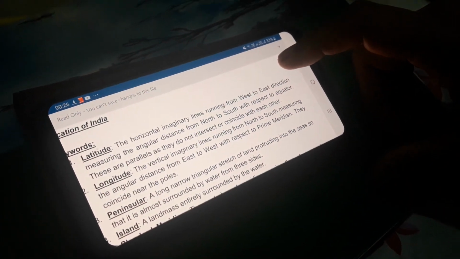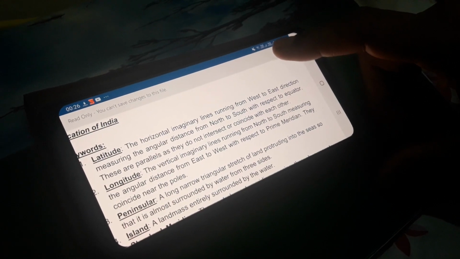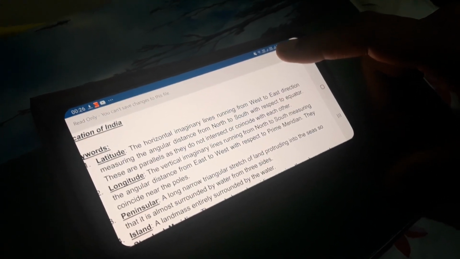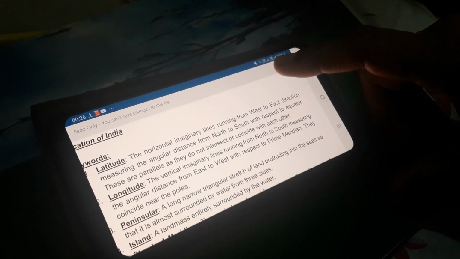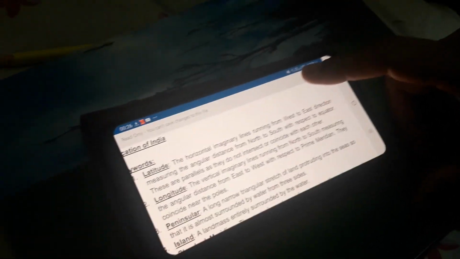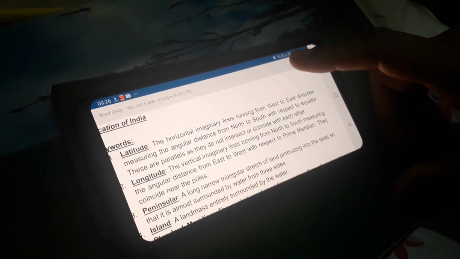Now, just one more extra piece of information. The distance between two latitudes is the same everywhere, whether it is near the poles or near the equator. That is 111 kilometers.